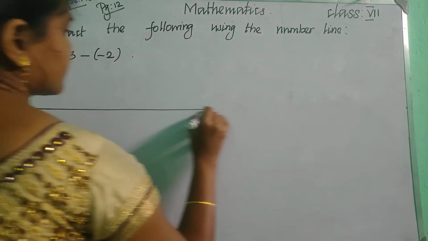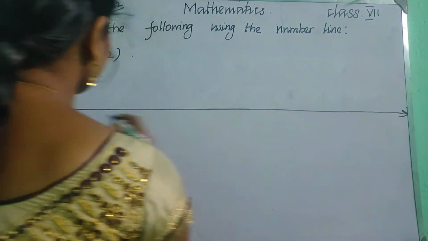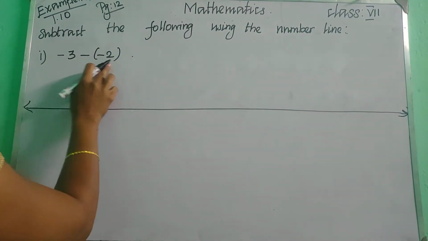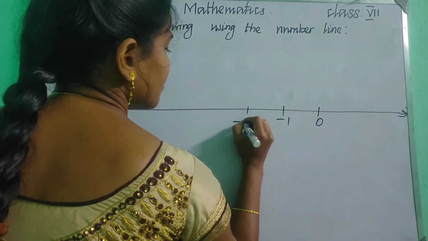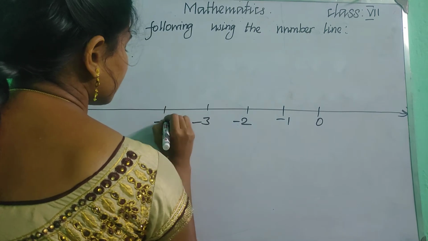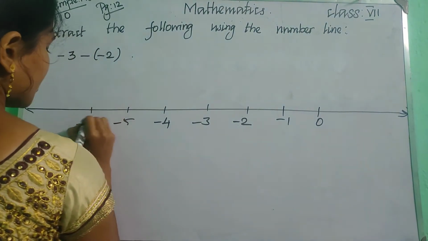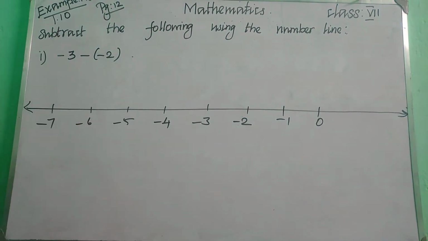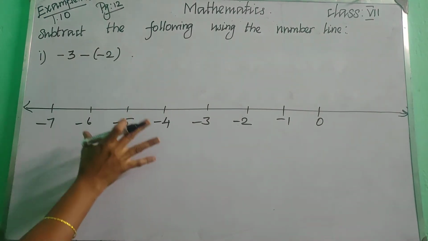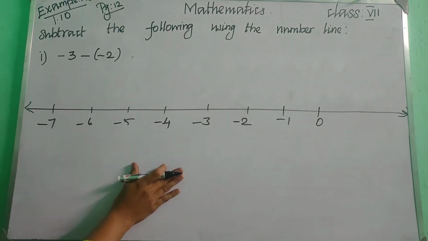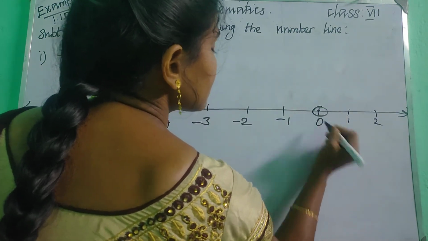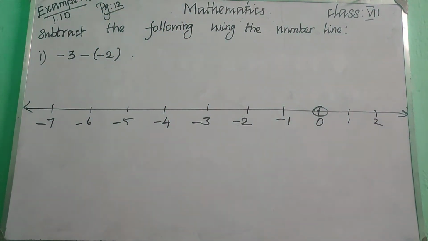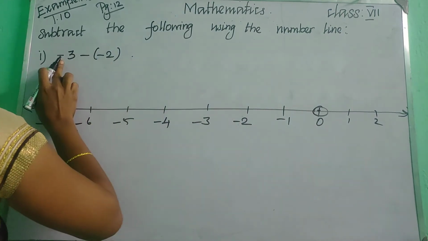So this is the number line. So we are having negatives, right? So let's start from negative: minus 1, minus 2, minus 3, minus 4, minus 5. While doing addition and subtraction on a number line, we need to start from 0, right? So start the subtraction from 0. So now we are here.